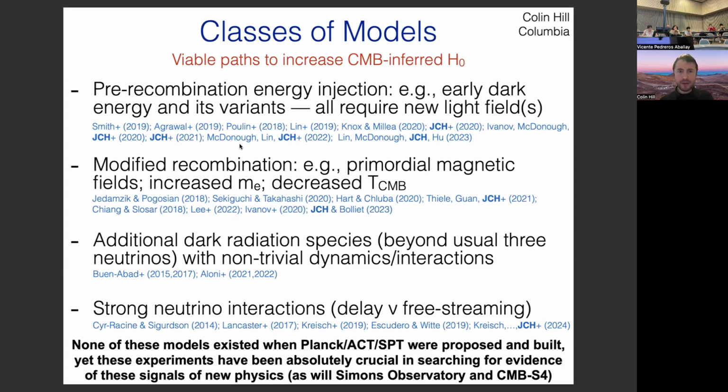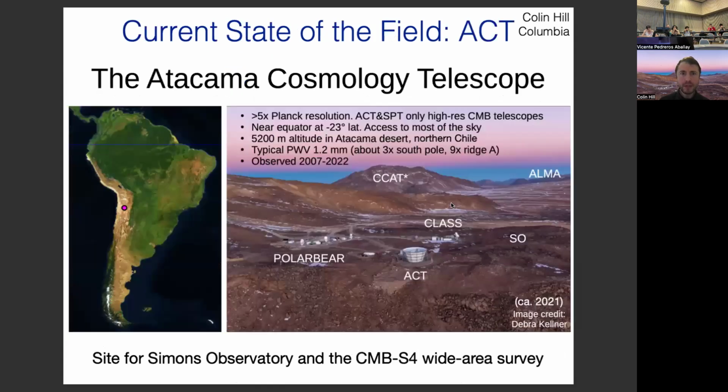So I'll just highlight that none of these kinds of models were in the conversation when our current CMB experiments were built: Planck, ACT, South Pole Telescope. But these experiments have, of course, been absolutely crucial in looking for evidence of these models and seeing what's going on. And certainly, hopefully, there'll be even more clever models that we can look for with things like the Simons Observatory. Okay, so let me turn to ACT for a bit, and then give you a picture of where we're at in constraining some of these new physics in the CMB.